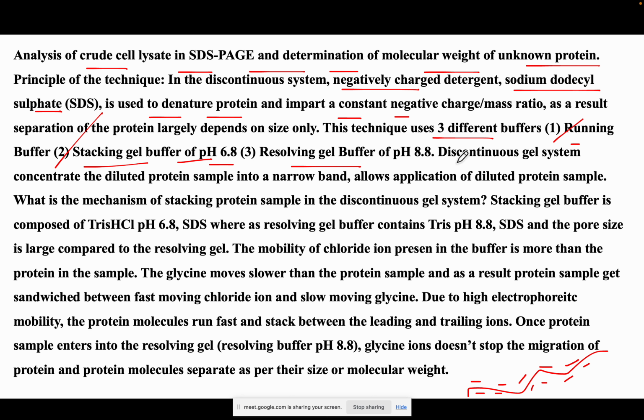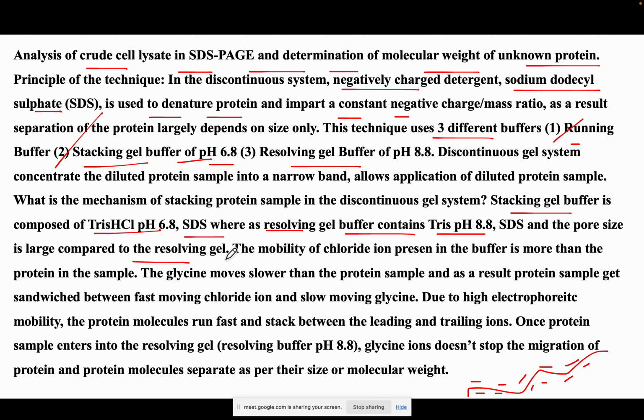In the case of a discontinuous gel system, it concentrates the diluted protein sample into a narrow band, allowing application of diluted protein sample. What is the mechanism of stacking protein sample in the discontinuous gel system? Stacking gel buffer is composed of Tris-HCl, and its pH is 6.8, whereas resolving gel buffer contains Tris pH 8.8 and SDS, and the pore size of the stacking gel is large compared to the resolving gel.